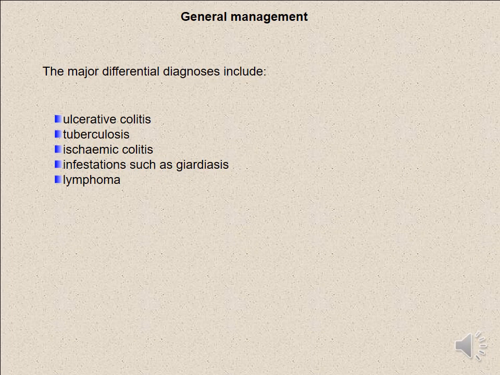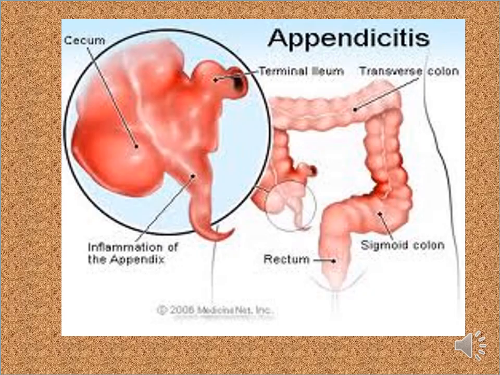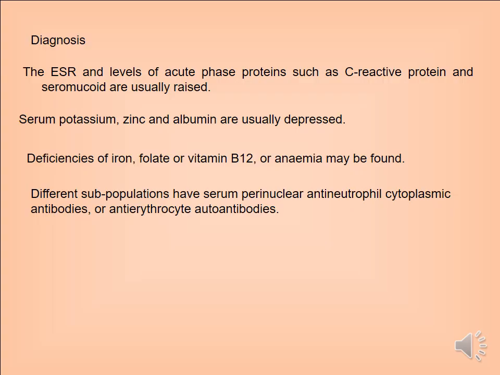How do we manage the patient with Crohn's disease? The major differential diagnoses include ulcerative colitis, tuberculosis, ischemic colitis, and infection such as giardiasis. Lymphoma is one of the most important for differential diagnosis. Appendicitis in the ileocecal region, the appendix region, is very important to differentiate from Crohn's disease, by diagnosing the appendix and seeing whether it is appendicitis or Crohn's disease.